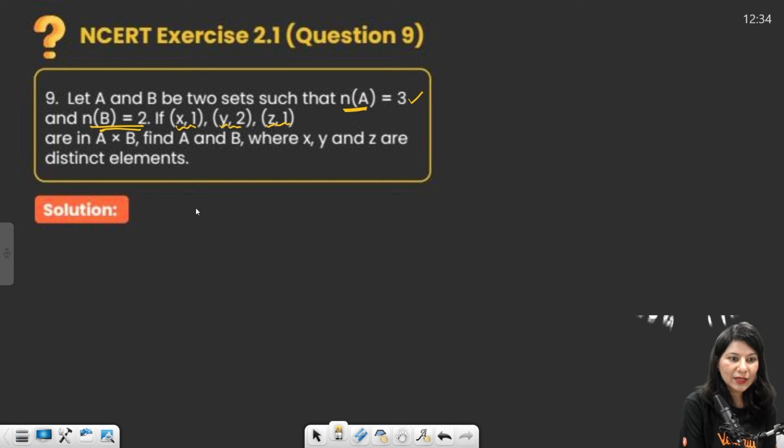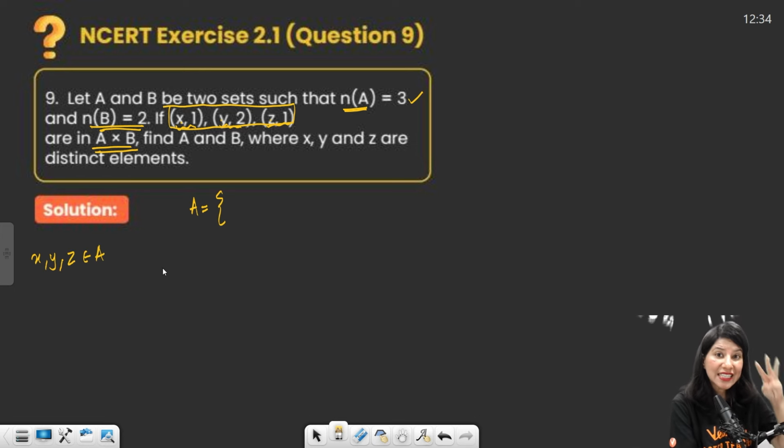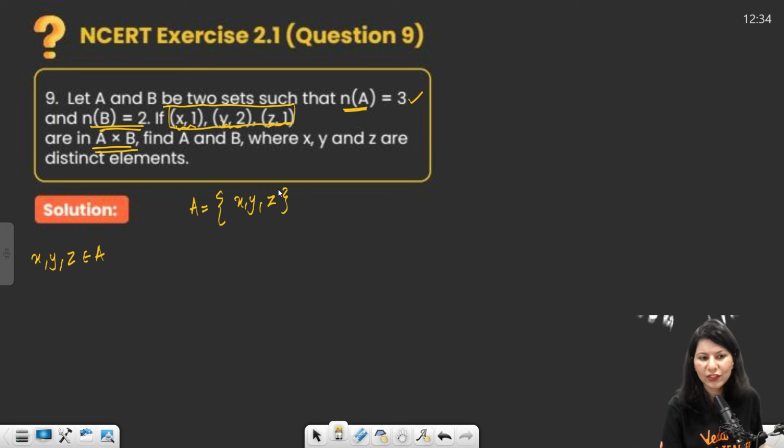Okay. So that means A is having 3 elements. If A is having 3 elements, then understand. If these 3 are in A cross B, that means x, y and z will belong to set A. That means 3 elements are figured out of set A and that's it. It will have no other element. Why? Because it is having 3 elements and we have decoded 3 elements.